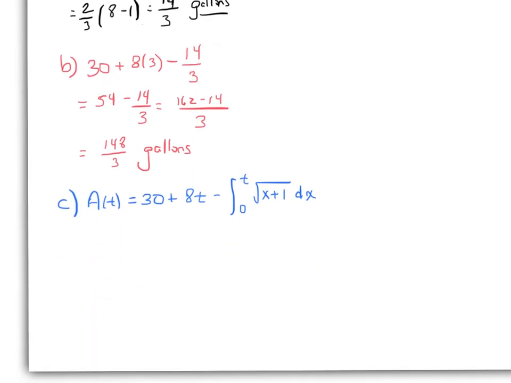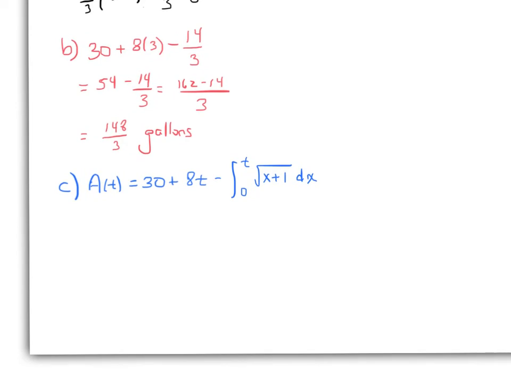Okay, so let's take a look at some critical numbers here. We want to find out when A is a maximum, so let's take A prime of t. The derivative of 30 is 0. The derivative of 8t is 8. Now we're going to take the derivative of our integral, so that's the second fundamental theorem of calculus, which leaves us with radical t plus 1. Let's set that equal to 0.